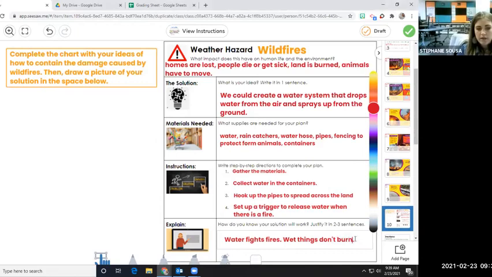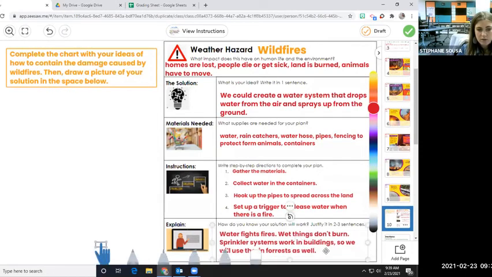So water fights fires, wet things don't burn. Let's add some more. Sprinkler systems work in buildings, so we will use them in forests as well. One of our justifications is we've seen this work, right? We're just taking the same idea and moving it outdoors. We've seen it work in buildings. Now we're just going to see if it can work outside.